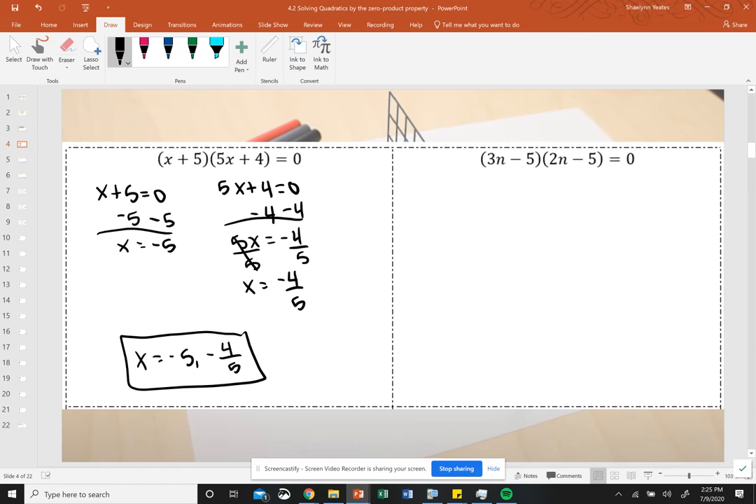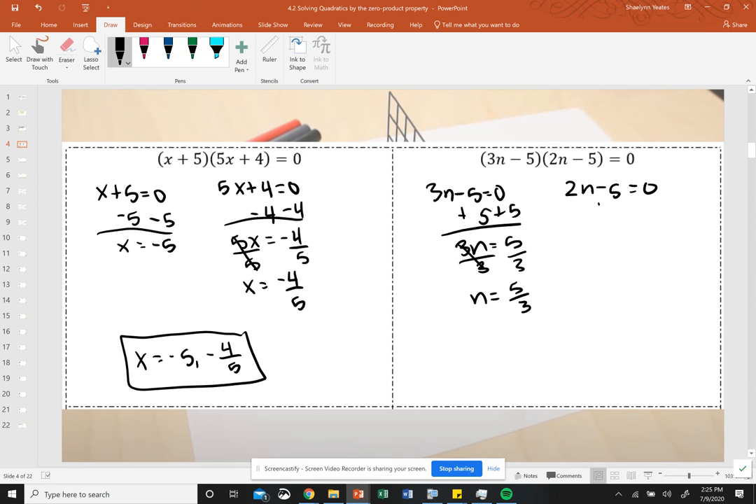It works out beautifully. So right here we've got 3n minus 5 equals 0, and we've got 2n minus 5 equals 0. So here I would add the 5 to both sides, and I get 3n equals 5. Then I divide both sides by 3. I get n equals 5/3. Over here I would add the 5 to both sides, and I get 2n equals 5. Divide both sides by 2, and I get n equals 5/2. So my options for n are either 5/3 or 5/2.